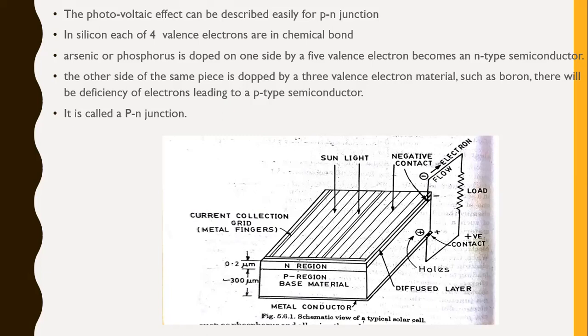Okay, see here in the diagram. This is the N region, this is the P region. In the N region electrons will be there, in the P region holes will be there. Electrons are denoted as minus symbols and holes are denoted as plus symbols. So if you make a contact between N and P, these electrons will flow from the N-type material through the conductor into the P.